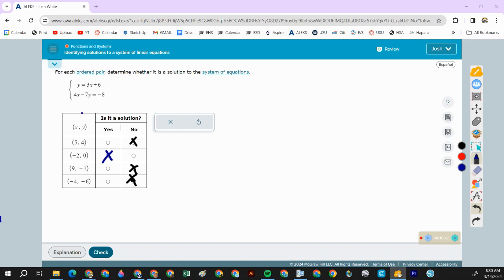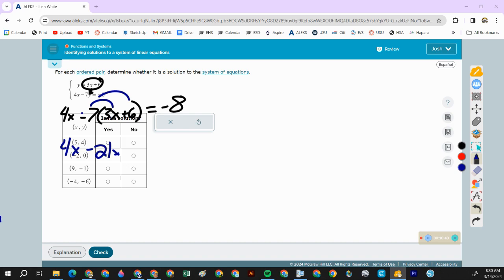The fast way to do it would just be to solve. And then you'll know which one is the right answer. So we can plug this in here. 4x minus 7 times (3x plus 6) is equal to negative 8. So 4x minus, distribute that, 21x, distribute that, minus 42 equals negative 8.